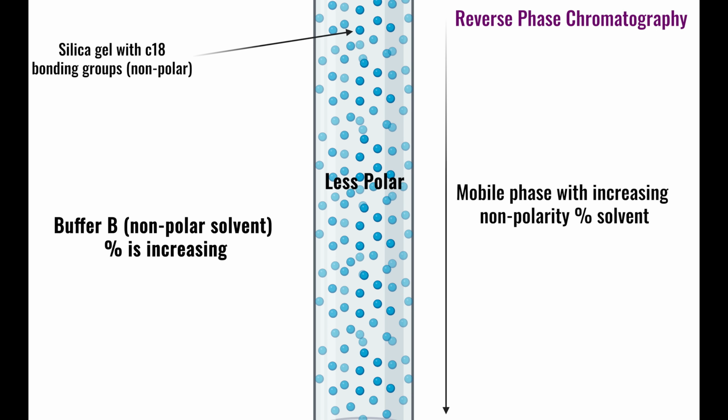The gradient helps in improving the separation of compounds that otherwise might co-elute, and this generally happens under isocratic conditions where the solvent composition remains constant. It essentially allows for the fine-tuning of the separation process, improving the resolution between compounds with similar hydrophobic properties.